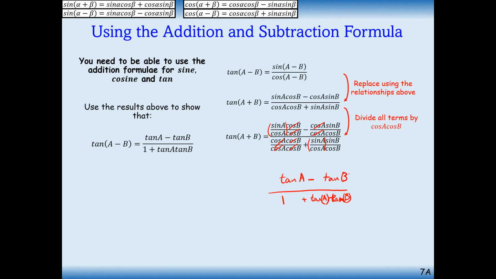This is the formula for tan of a minus b. You will find this formula in the formula booklet as well. So let's look at the next example.